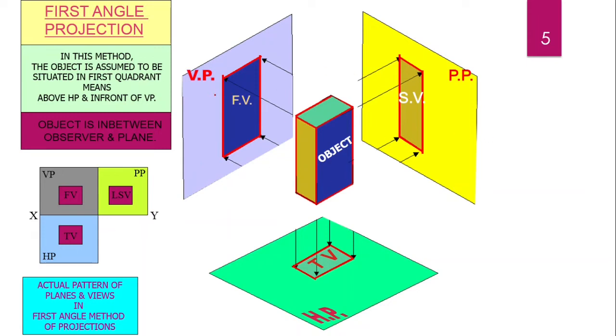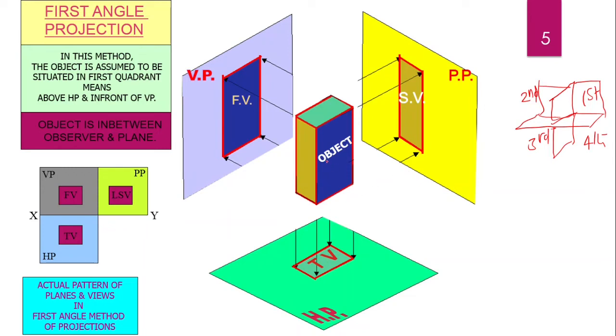That means if we consider this quadrant as the first quadrant, and this quadrant as the second quadrant, and this quadrant is the third quadrant, and this one the fourth quadrant. This is the first quadrant, and this is the second quadrant, and this is the detailed view of the first quadrant.